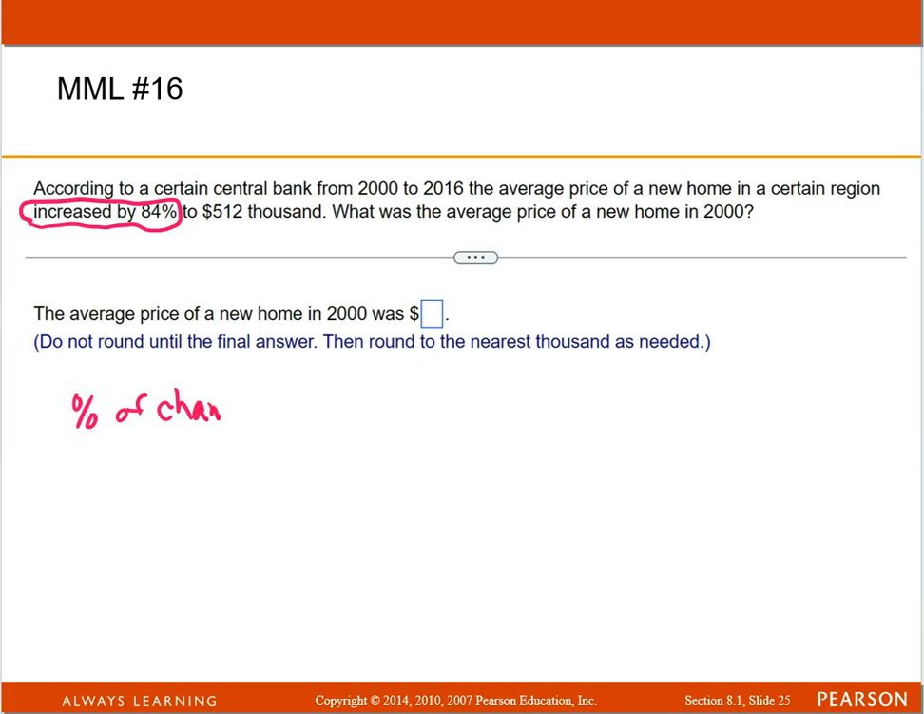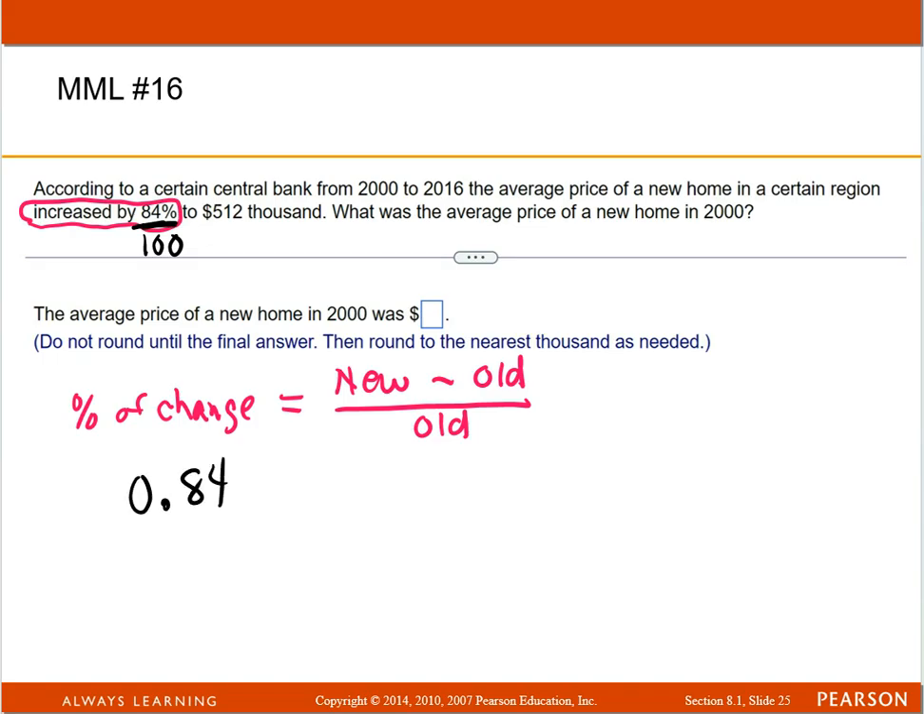It's an increase. And the percent of change problems was take your new amount minus your old amount, or your base amount, and divide it by your old amount. Remember that? And so 84%, you do have to take that 84 and divide it by 100, and that's going to make it 0.84. And then you have to figure out what's the new and what's the old.